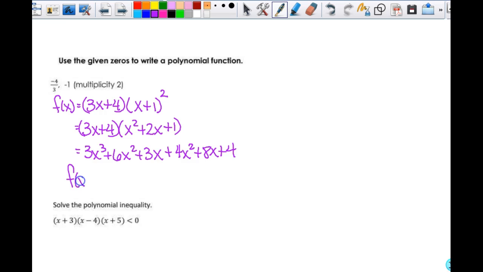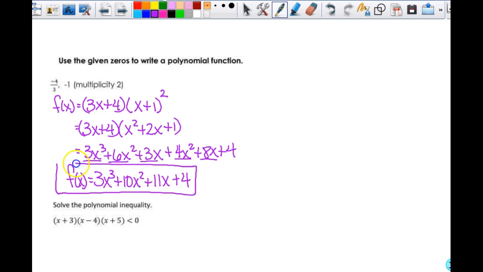Then I combine all my like terms. I only have one x cubed term, so 3x cubed. I have 6x squared and 4x squared, which is going to give me positive 10x squared. I have 3x and 8x, which gives me a positive 11x, and then plus 4. And this is my polynomial.